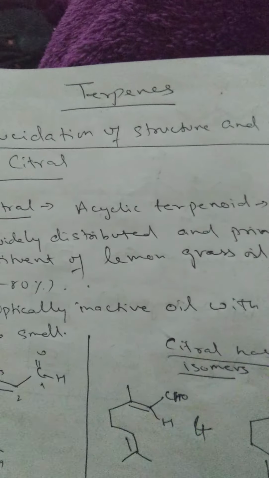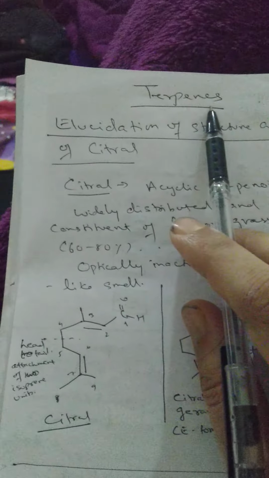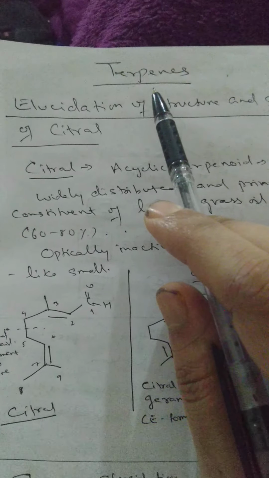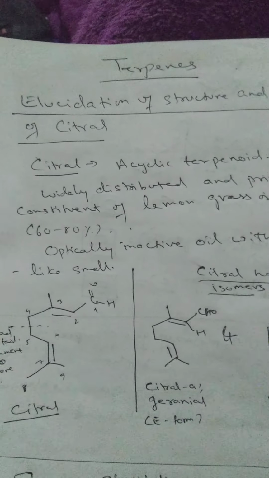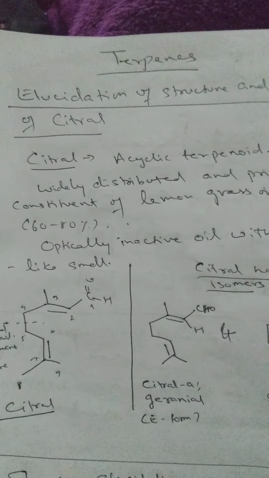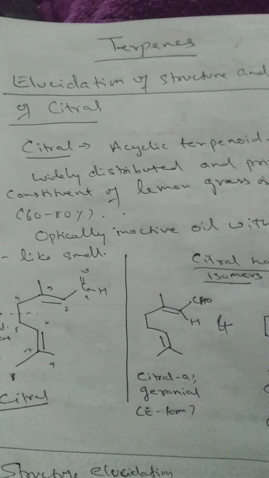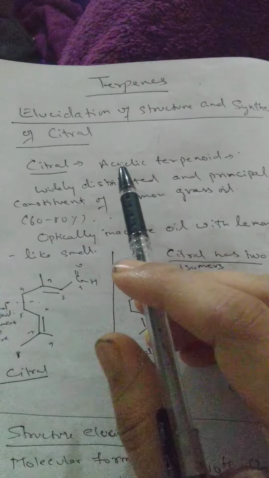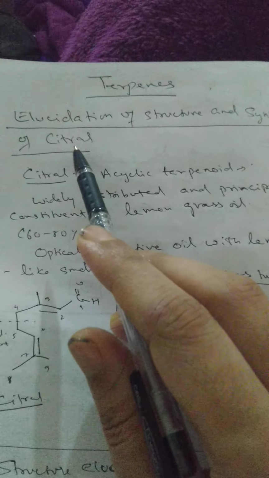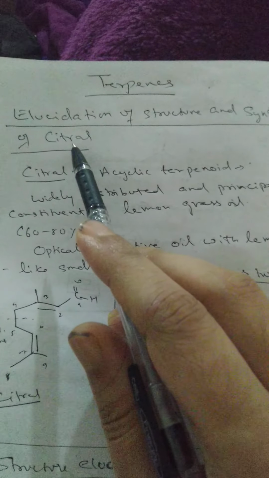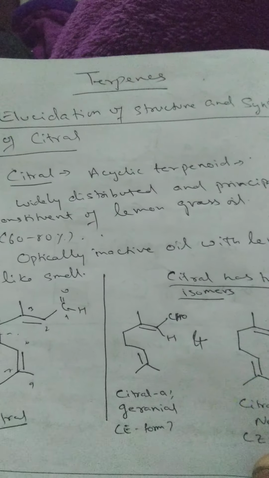If you remember, terpenes were all about isoprene units. Two isoprene units joined together get a monoterpenoid, and then sesquiterpenoid and then diterpenoid. So when isoprene units join, it becomes a terpene. One example which we saw there was citral. Part of this syllabus is that you have to talk about elucidation of structure and synthesis of citral.